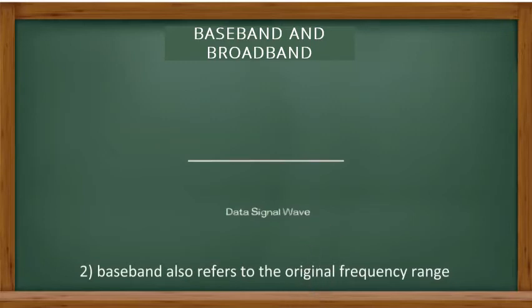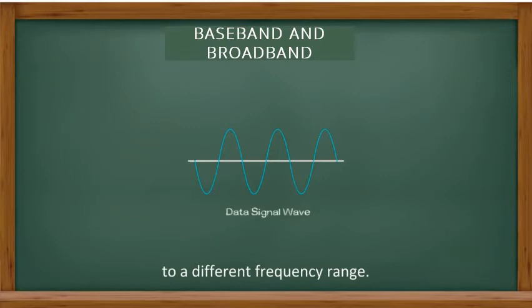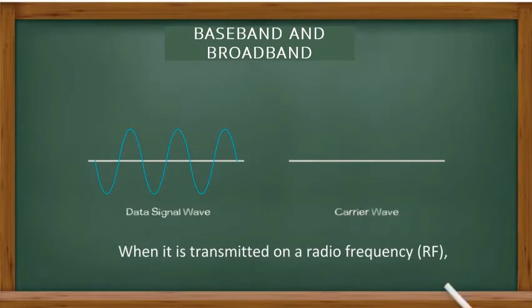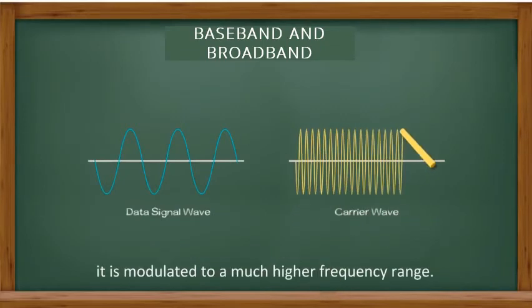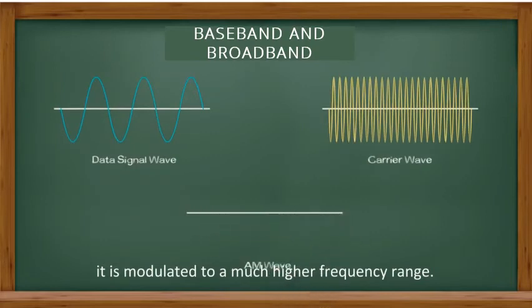So baseband also refers to the original frequency range of the analog signal before it is modulated to a different frequency range. An audio signal may have a baseband range from 20 to 20,000 Hz. When it is transmitted in a radio frequency, it is modulated to a much higher frequency range.